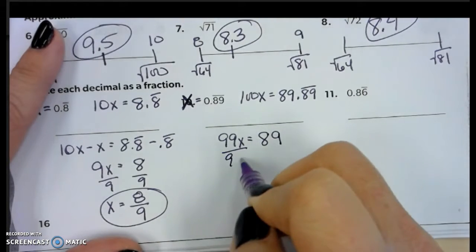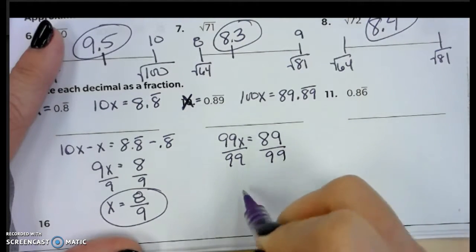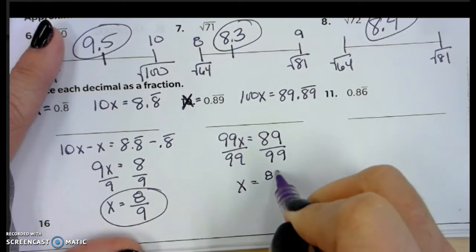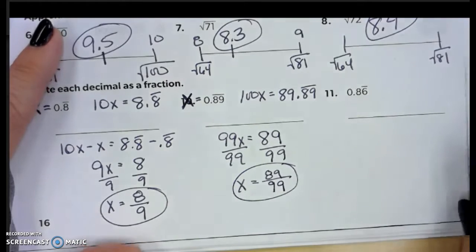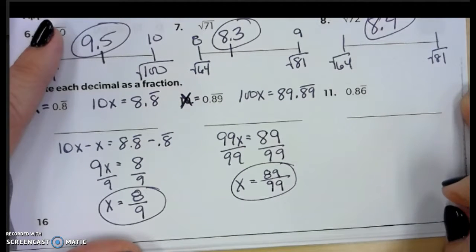Then we're going to divide. And I did not find a number that would reduce this, so I left it at x is equal to 89 over 99.